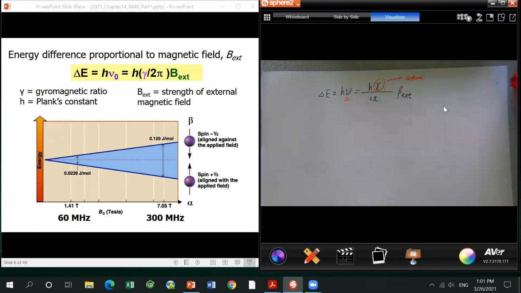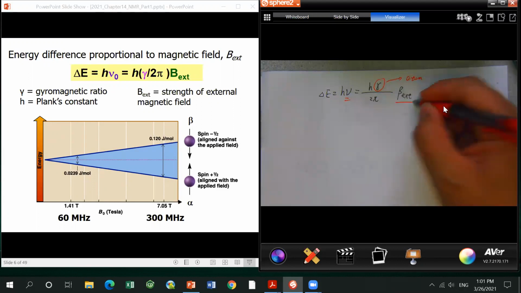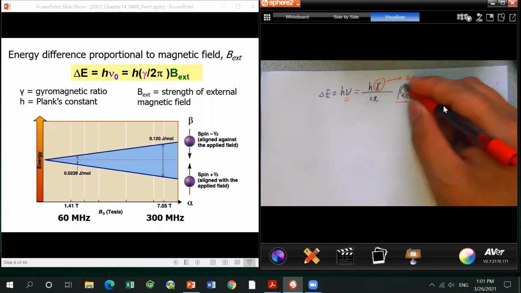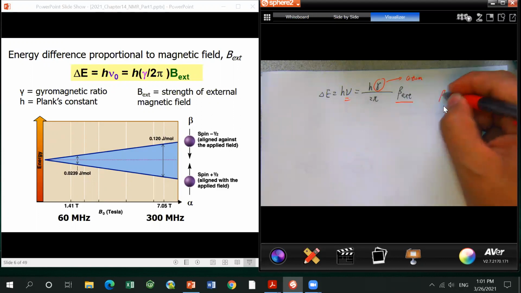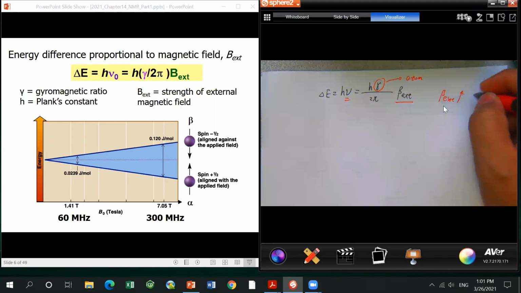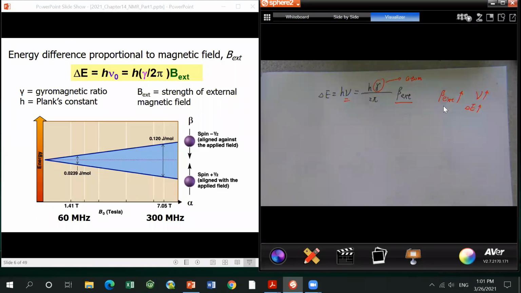So for the NMR, the NMR frequency relates to the external magnetic field. The higher the external magnetic field, the higher the frequency, and then definitely higher energy. So that's why when people talk about 60 megahertz, 300 megahertz, or 400 megahertz, that's actually talking about how strong the magnetic field is.